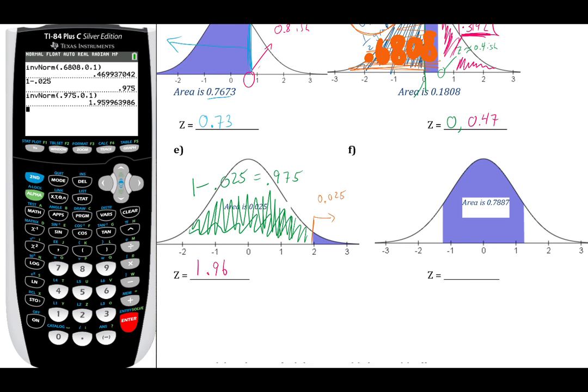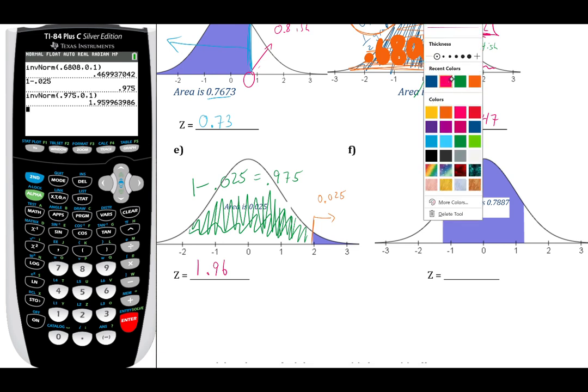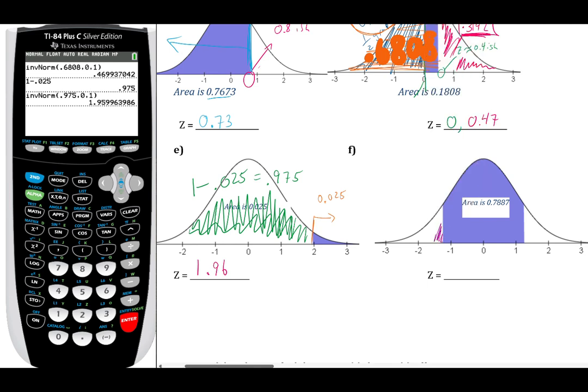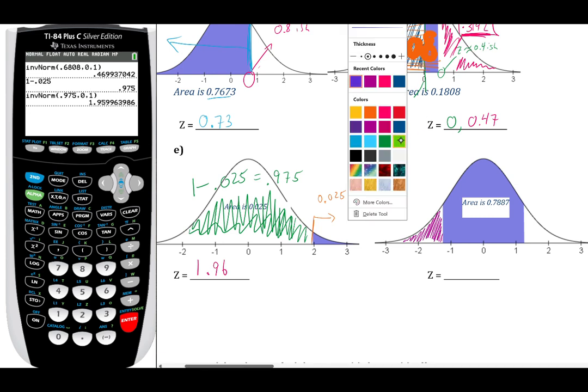All right, and then graph F. Graph F is going to be challenging. Let's go with plum. So we have 3 different regions of this graph. We have the purple shaded region, which is 0.7887. We have the plum shaded region, and we will have the lime green shaded region.